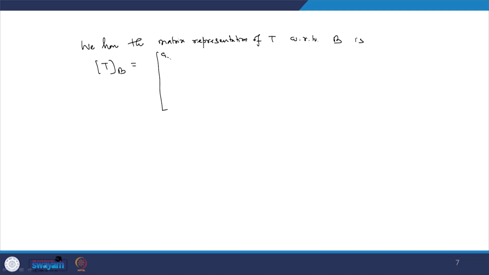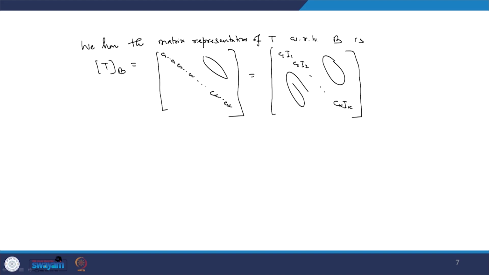C1, C1, C2, C2 and Ck, which will be repeated Dk times. So, this means that this is equal to, I can write it down, something like this: C1 I1, C2 I2 and Ck Ik, where Ij is the Dj cross Dj identity matrix.